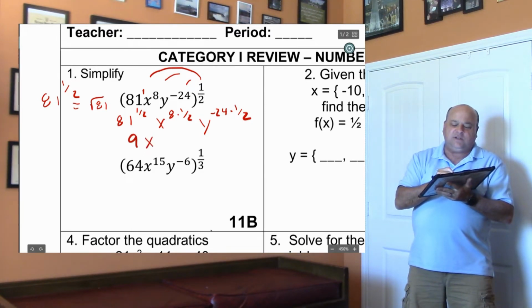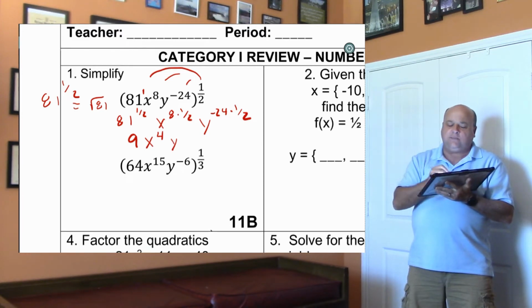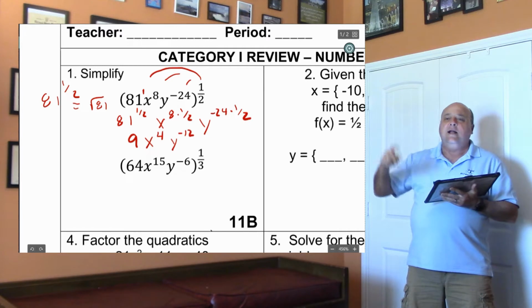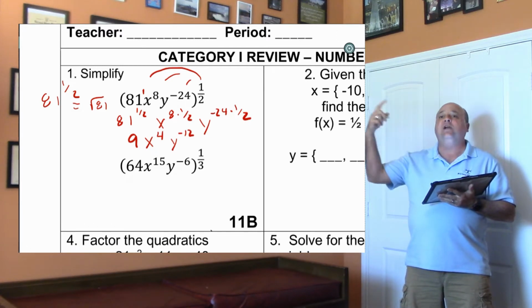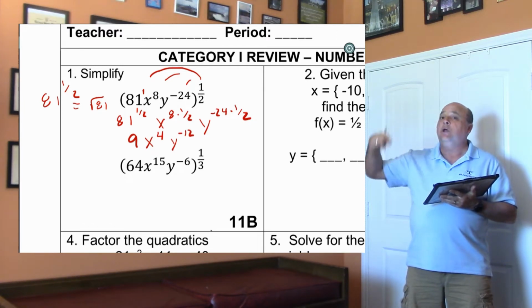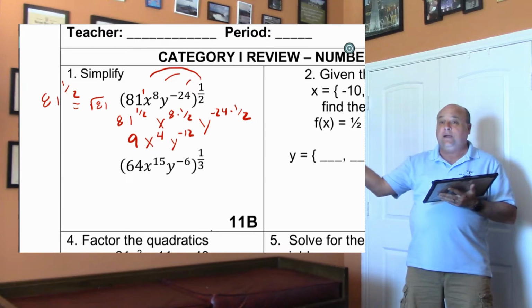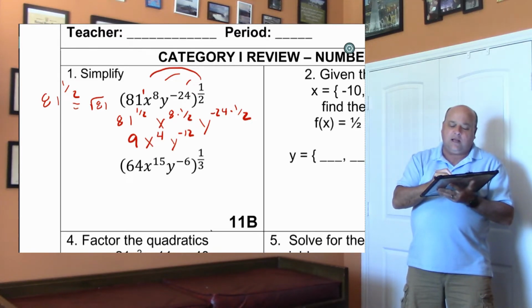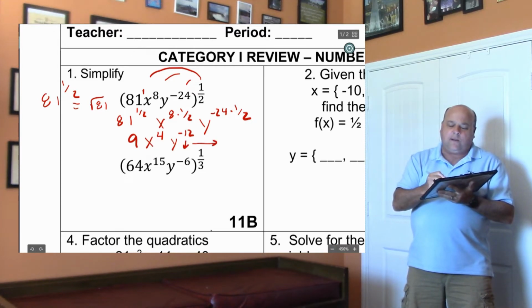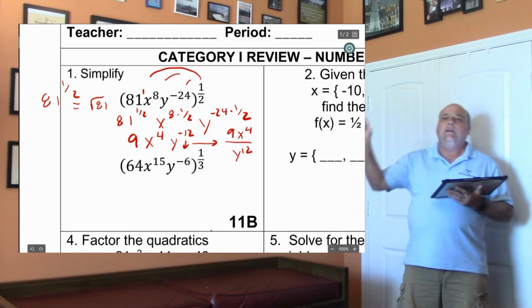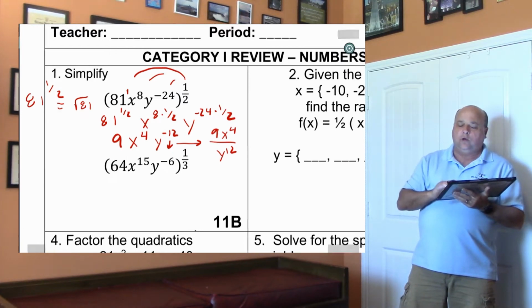My first letter is x. 8 times 1/2 is 4. My second letter is y. Negative 24 times 1/2 is negative 12. That could be the answer if they don't want any negative exponents, which Algebra 1 tries to make you write in positive exponents only. That 12 is going to go to the bottom. So 9x to the 4th over y to the 12th. I'm going to let you do the next one on your own.